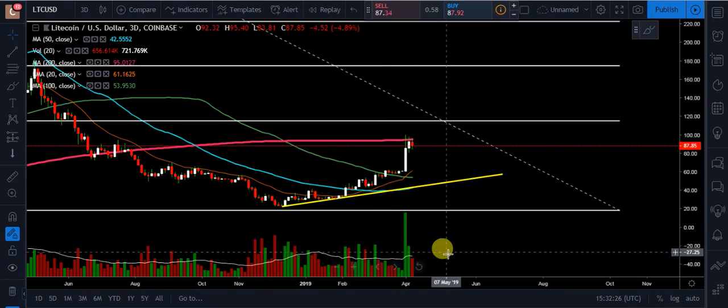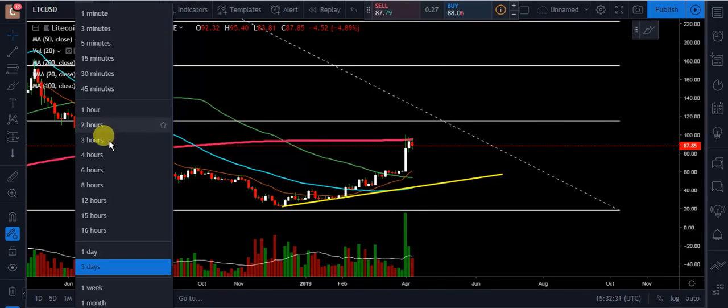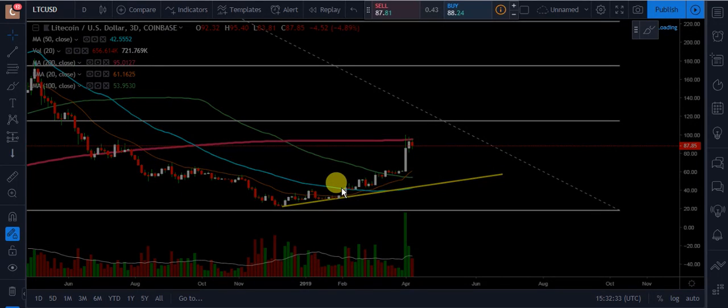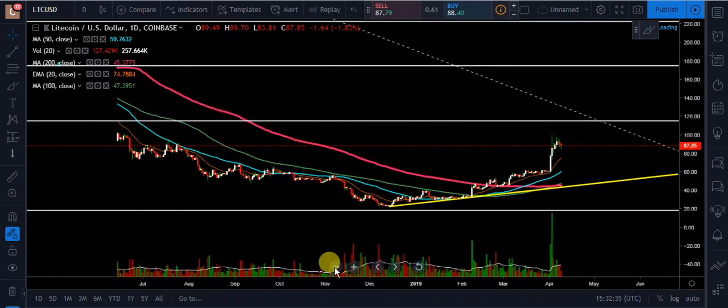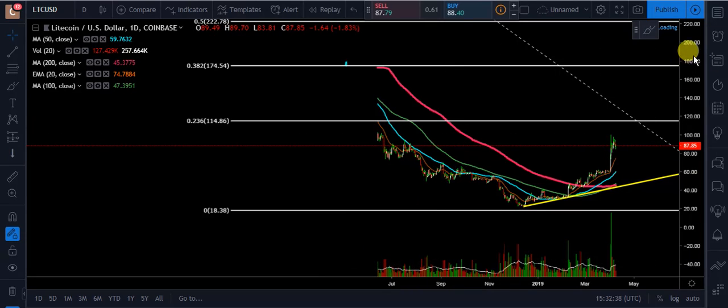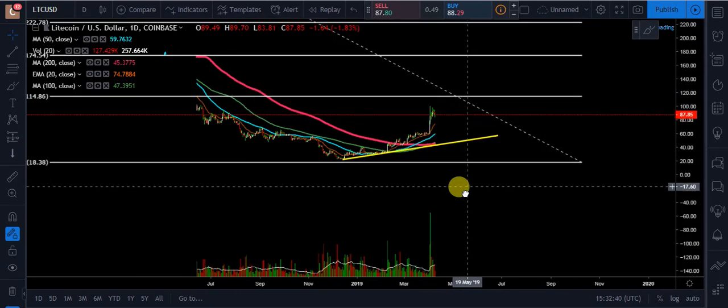So we're going to pay attention to that, and we do have some bearish volume coming in today. All right, so keep that in mind. Now what we're going to do, let's go to the 1-day chart. I want to show this to you. All right, so on the 1 day, guys, let me pull this down a little bit here.